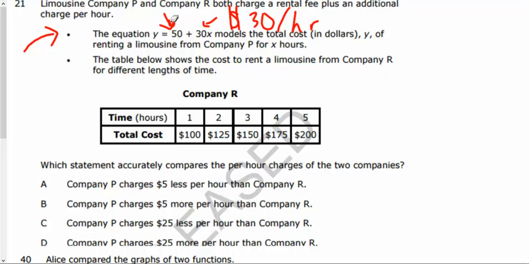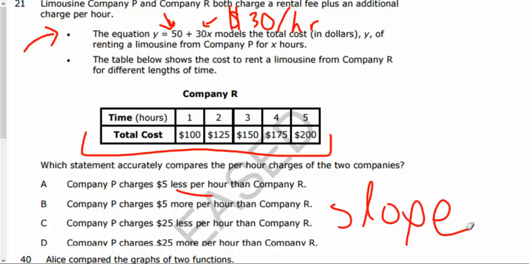Now company R didn't give us an equation, so we need to figure out what the equation is for R. But first we want to look at what our statements say. We're essentially trying to figure out the charge per hour, right? Charge per hour. So it's essentially asking us for the slope. So if it's asking us for the slope, I don't actually care about this initial amount. I just care about how much it goes up per hour. So we have 2 points.